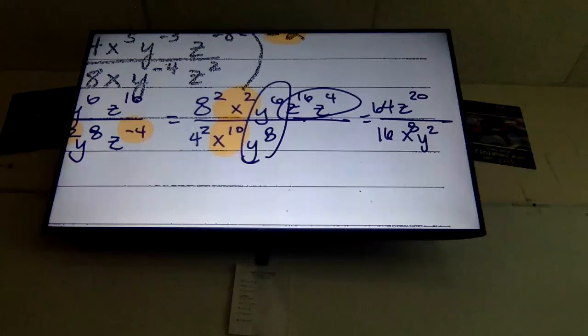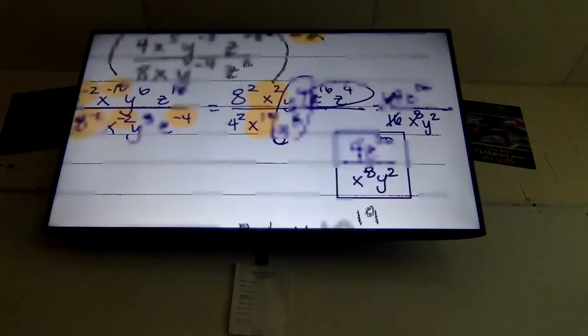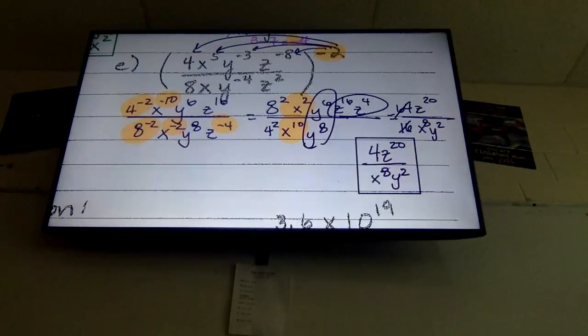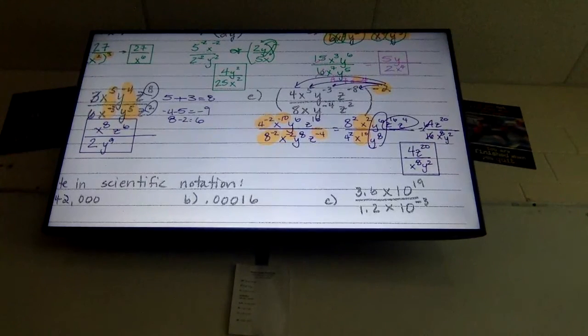My last step, though, is I got to do 64 and 16. I can simplify those. The 64 divide evenly into 16? Yeah, to be 4, right? So I can just make it 4 times z to the 20th over x to the 8th y squared. And we cannot simplify that anymore. That's as good as that gets. Anybody questions? For the first one? Is that too far away or can you see it? Yeah. Okay. Anybody questions on either of those two?